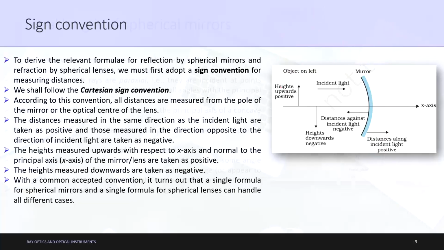Those two equations can be used for the entire ray optics for your calculations. Okay, let us move on.